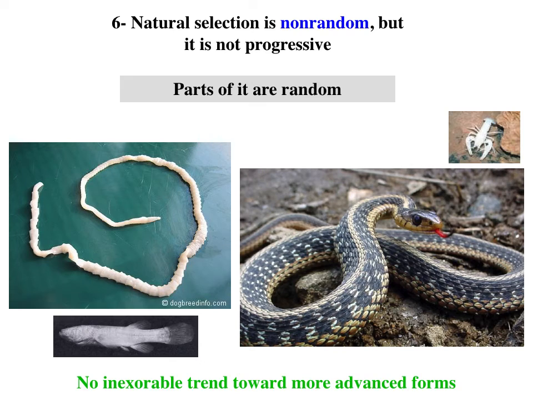Okay. Natural selection is non-random, right? It selects for the character that's favored, but it's not necessarily progressive. We sort of think of that in the geologic column. We can see a progression towards more complex organisms and things like that. But that's not always the case.